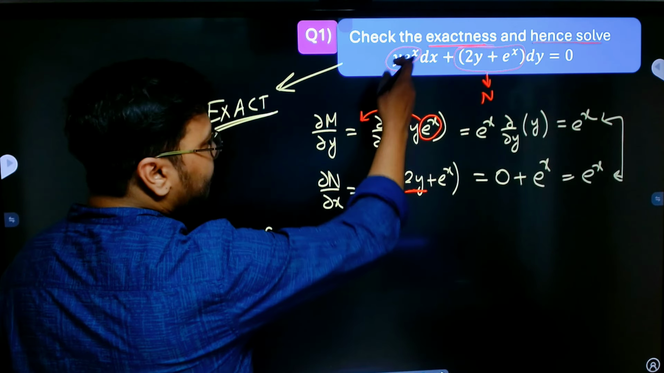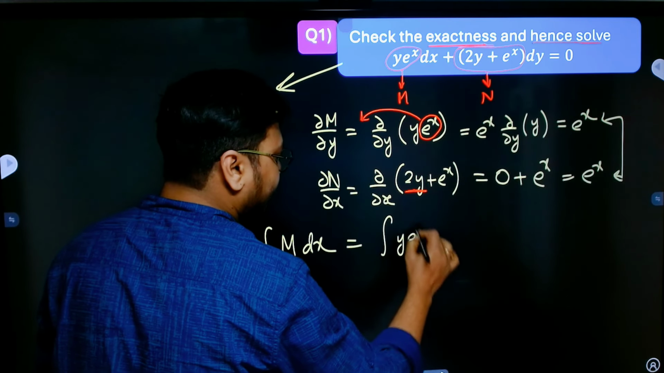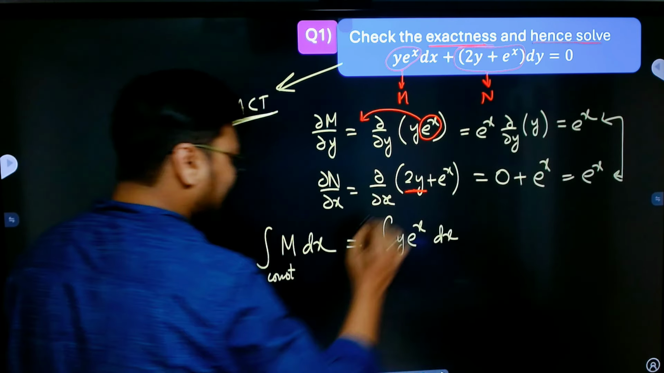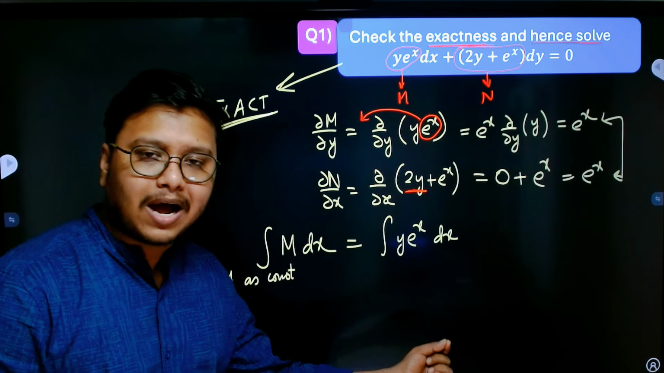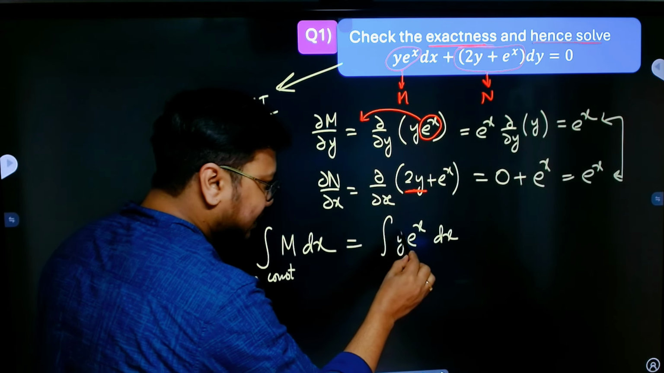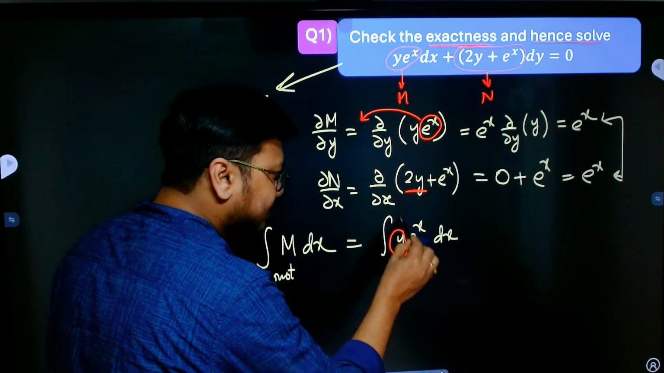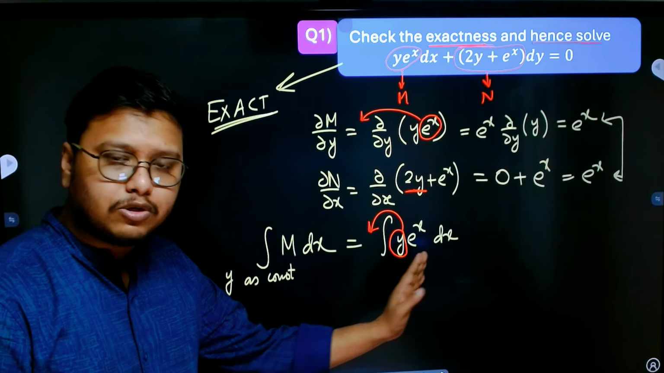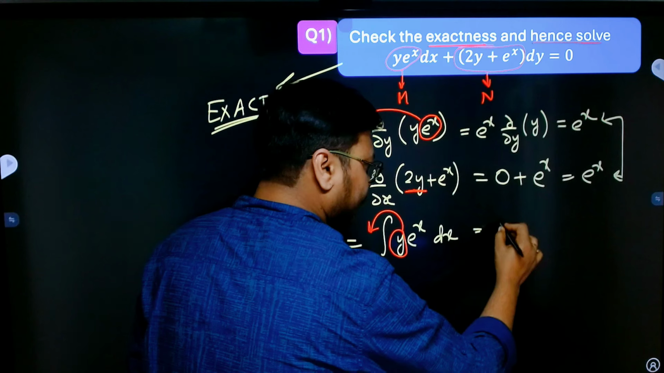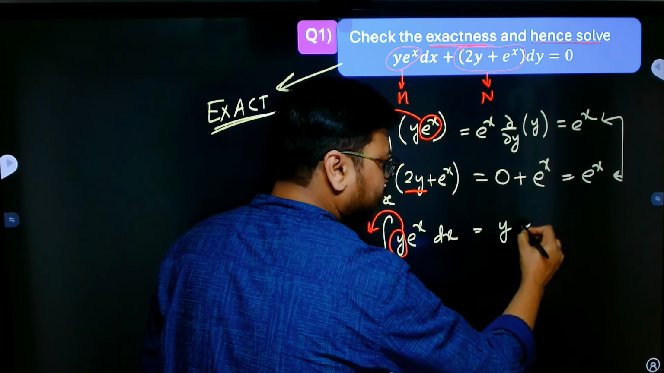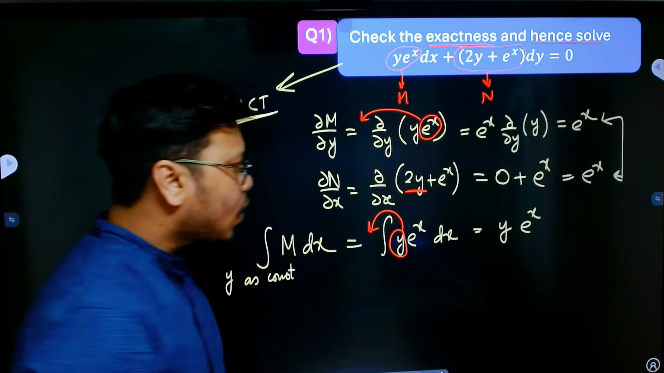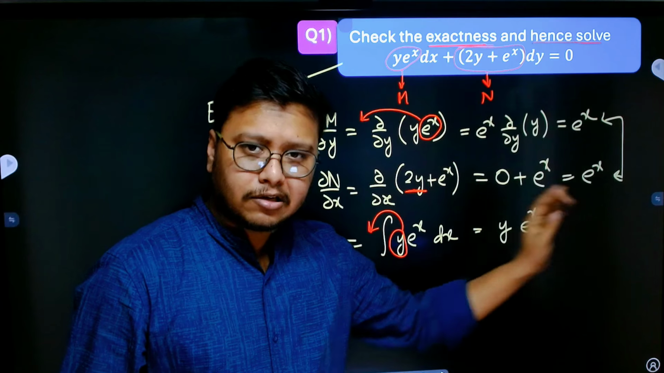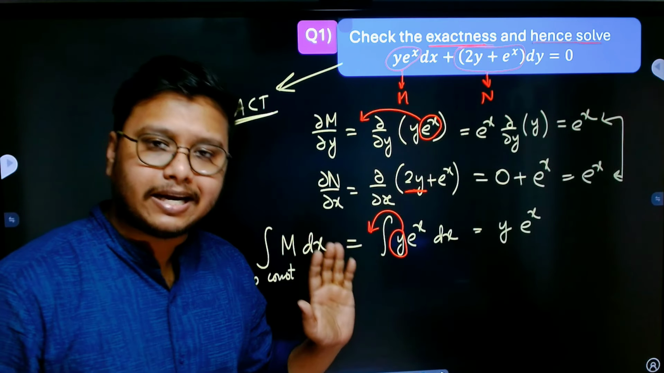So what is our M? M is y e to the power x dx, and I need to treat any y present here like a constant. So that means this y is a constant, it will just go outside the integration. Basically we have the integration of e to the power x, so that would be y as a constant and the integration of e to the power x would be e to the power x. We will not give any integrating constant here for now, we will give it right at the end.